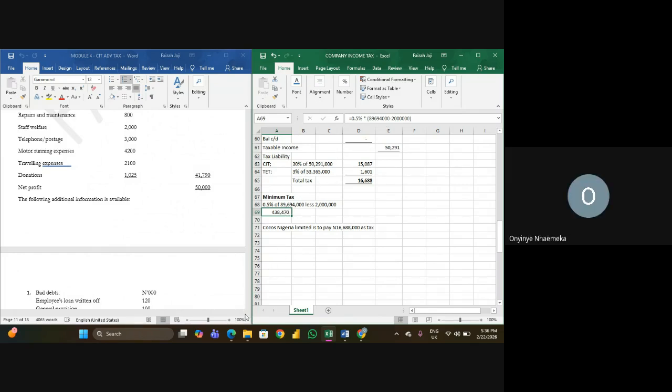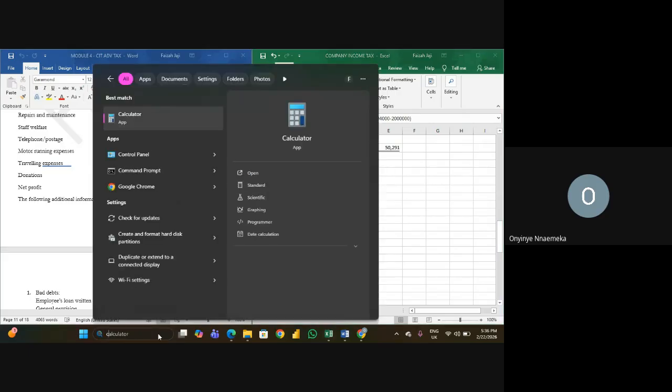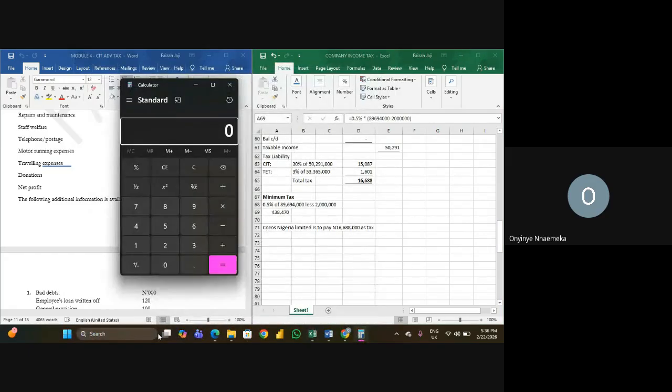Let me use the normal calculator, because I just don't need the calculator has percentage. So we have 0.5%. How many zeros is it, 20 or 30? Yeah, it's correct like this.